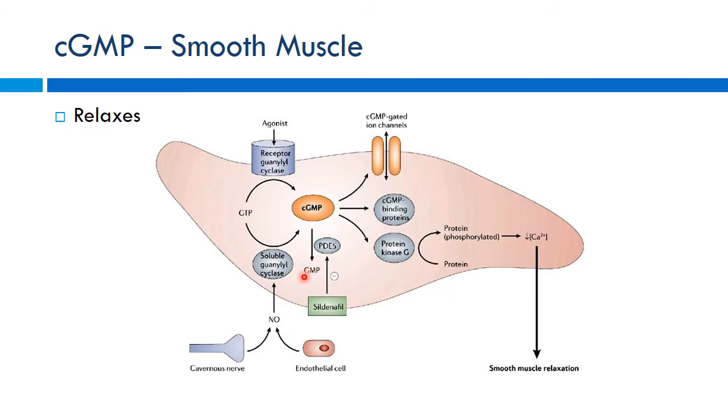Because again, if you have too much cyclic GMP around and you are causing smooth muscle relaxation, what could be a possible side effect of that? You have too much relaxation, you can get hypotension, right? So that can develop from this. This is why phosphodiesterase will come along and metabolize that cyclic GMP, and then you have a better regulation of that.